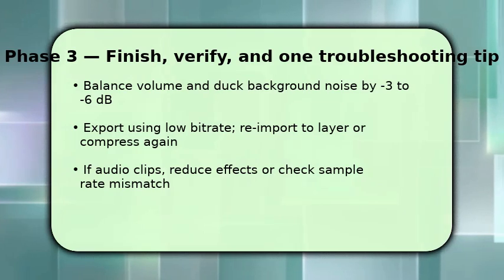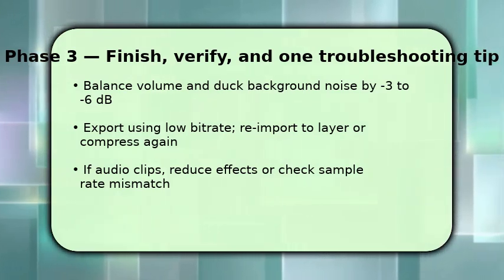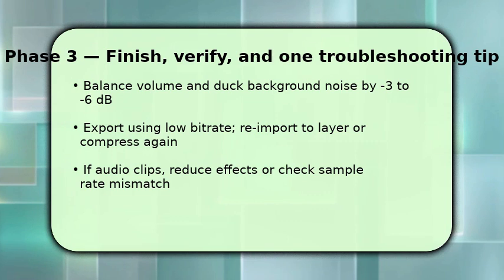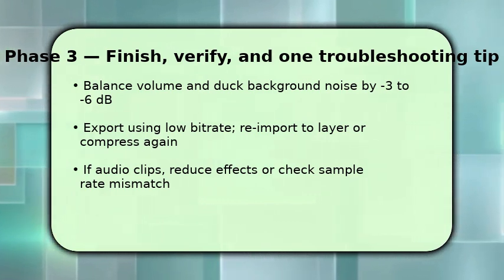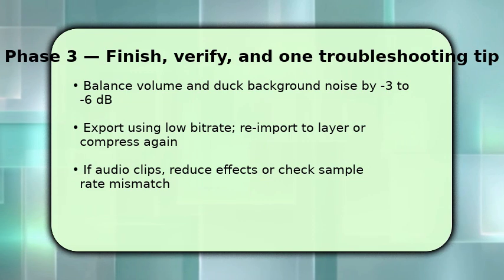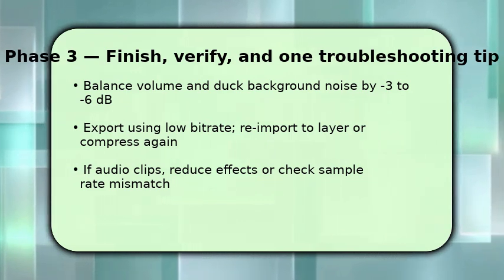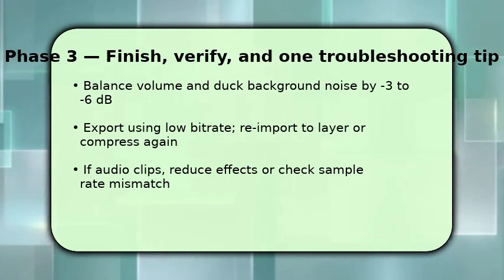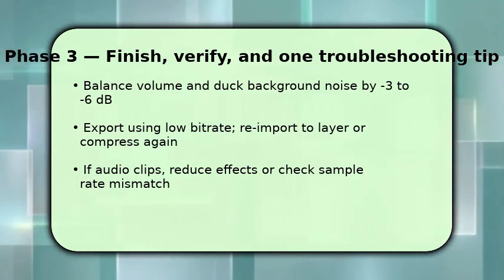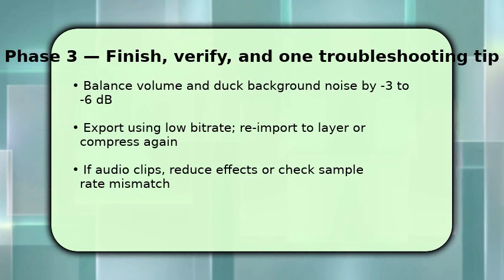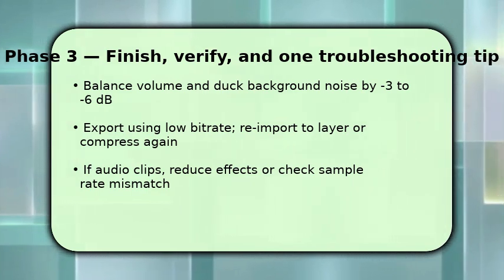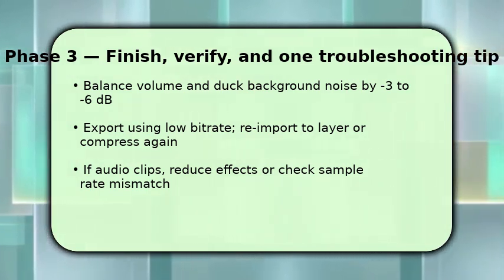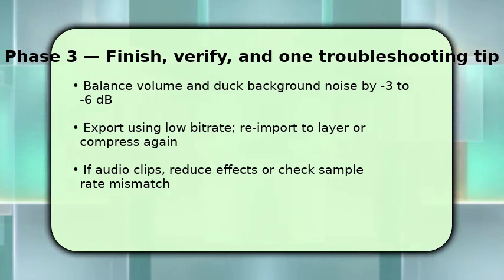To finish, balance levels so the low-quality audio sits correctly in the mix. Reduce background tracks by 3 to 6 decibels, and normalize the degraded clip if needed. Export using a low bitrate setting, then re-import for an extra compression pass if you want harsher results. If you hear skipping, check sample rate mismatches between files and project settings, and remove one effect at a time to find the culprit. This gives you a predictable finish and one reliable troubleshooting tip.